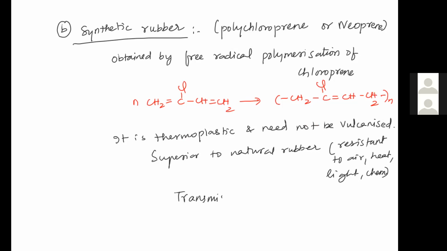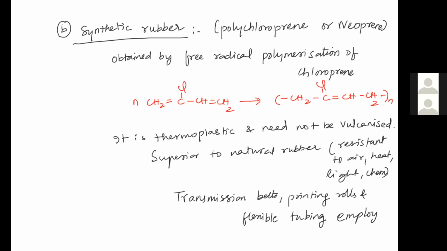And what do we use this for? For transmission belts, printing rolls, and flexible tubing employed for conveyance of oil and petrol. This much about synthetic rubber.